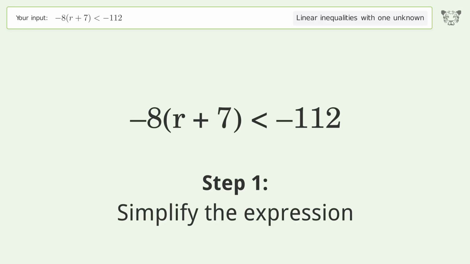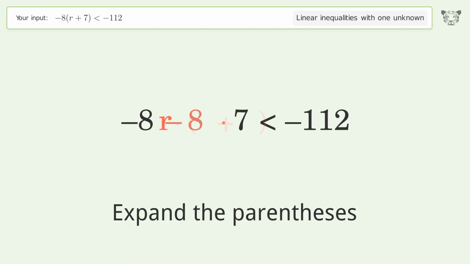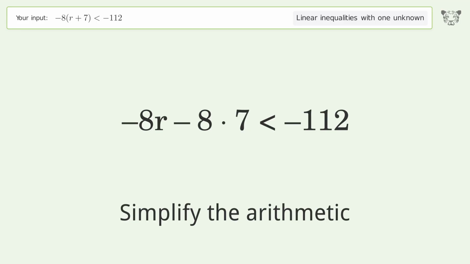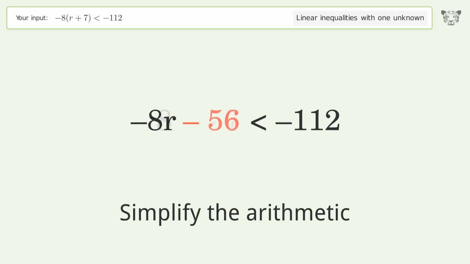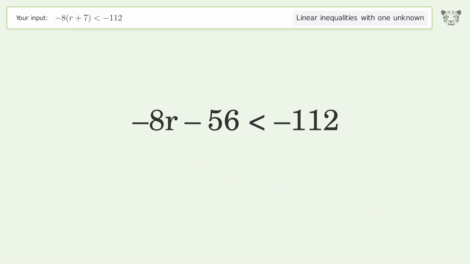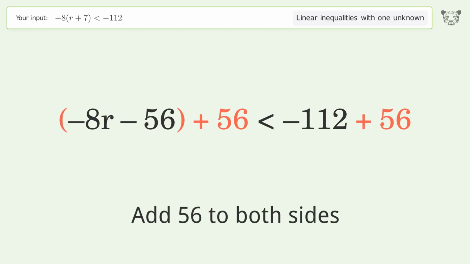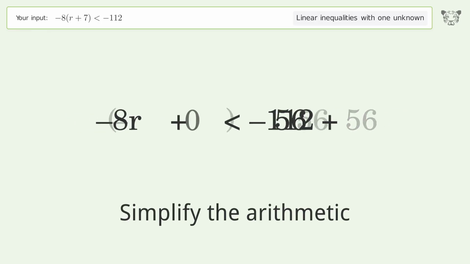Simplify the expression. Expand the parentheses. Simplify the arithmetic. Group all constants on the right side of the inequality. Add 56 to both sides. Simplify the arithmetic.